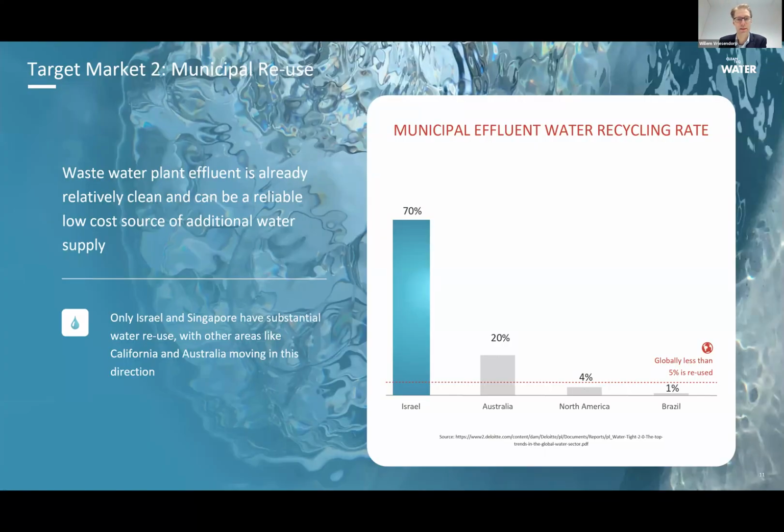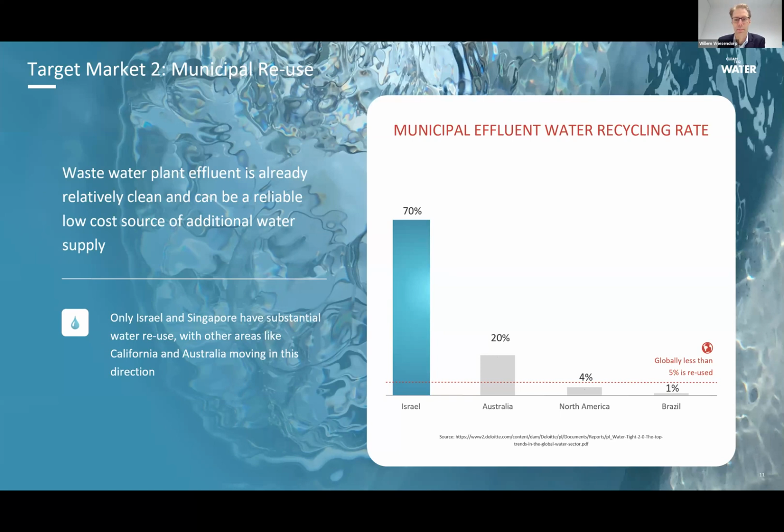Municipal, I just mentioned, is an important sector for us. Municipal effluent, it's actually a bit of a waste of resources that everywhere around the world we treat municipal wastewater to a very high quality level and then we dispose of it. So in areas where there's drought or a shortage of water, what you really want to do is take that water, further treat it, and then reuse it. And that's exactly what's happening in countries that are very advanced in water treatment.